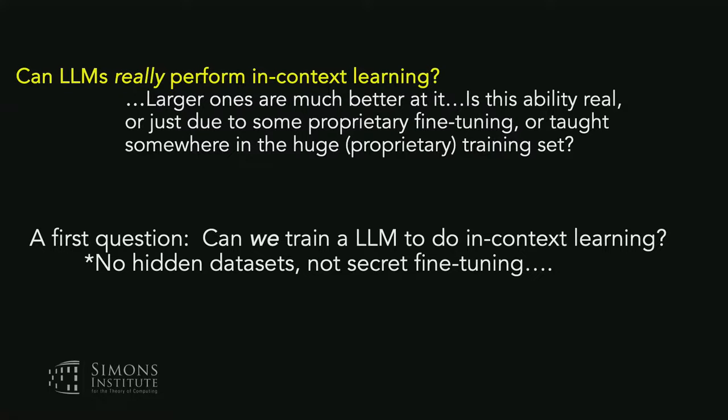So at least the very first question is, can we train a model to do in-context learning in a real sense, where we train this thing from scratch? There are no hidden datasets. We know exactly what we're training on. There's no fine-tuning. It's not going to be some function of prompt engineering. Can we at least train a model to do this? That's the first question. Okay, so let me describe probing this question. Then we'll go back to some of the higher-level questions. Are we all on board?